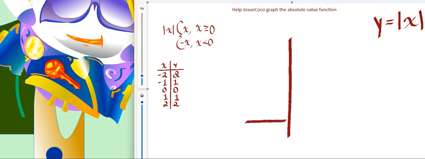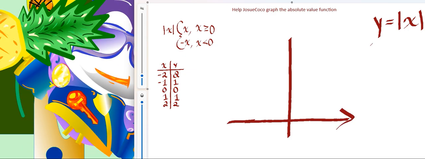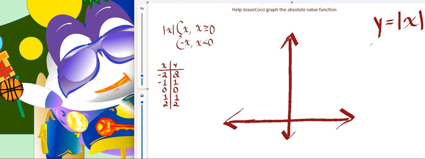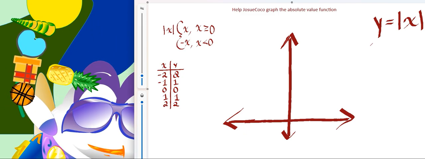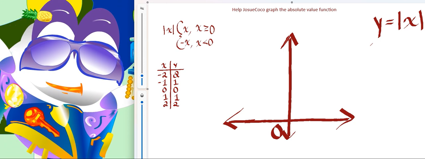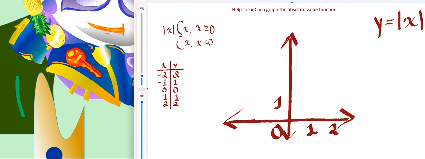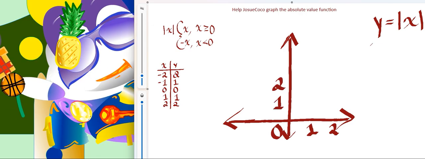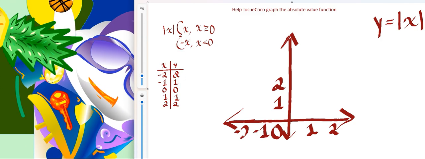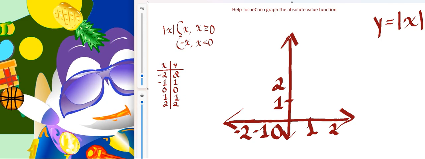Let's begin drawing our y-axis and our x-axis. Here we have the origin, x equals 0, y equals 0. On the right, on the x-axis, we have positive 1 and positive 2. Going upward, on the y-axis, we have positive 1 and positive 2. And as we approach on the left side, we have negative 1 and negative 2.